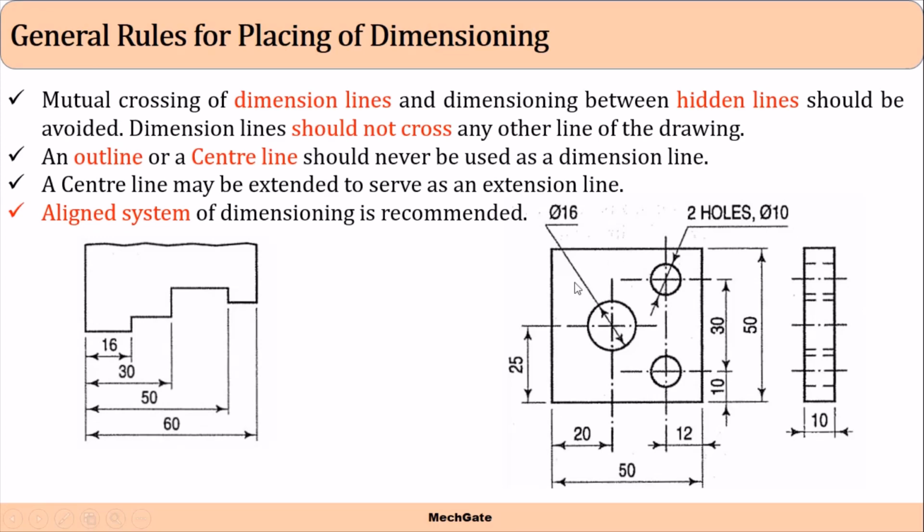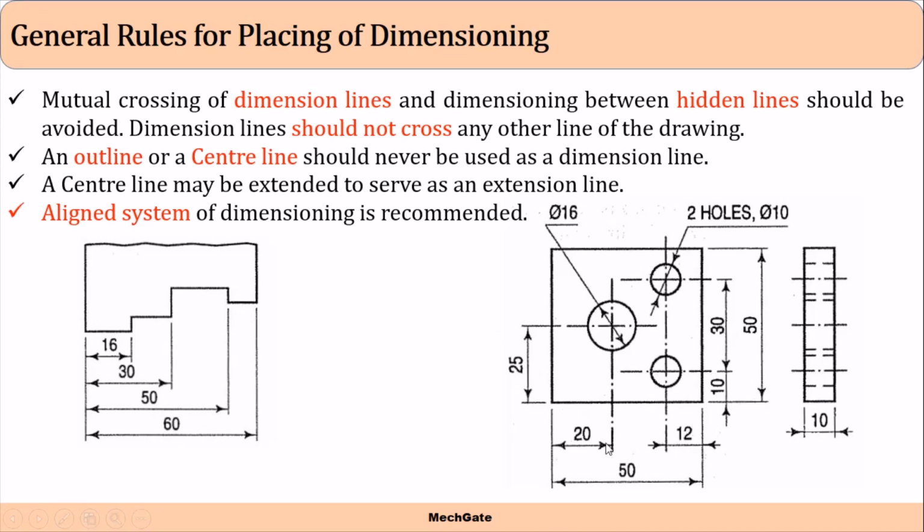So you closely observe this figure, right? So here to represent this 25 millimeter dimension, I have extended my center line as an extension line over here. Similarly, to represent this 20 millimeter dimension, I have extended this center line up to this. So generally we could extend the center line to serve as an extension line for representing the dimensioning, right? So this is again the aligned system of dimensioning. We can say that, right?